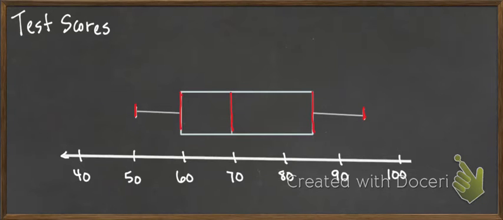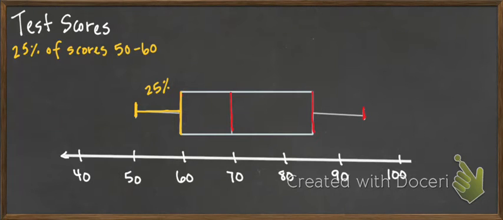The area from the smallest score to this first line, call this quartile 1. This is 25% of the data. This is a quarter of the data in this section. So I can say that 25% of my test scores are between 50 and 60.